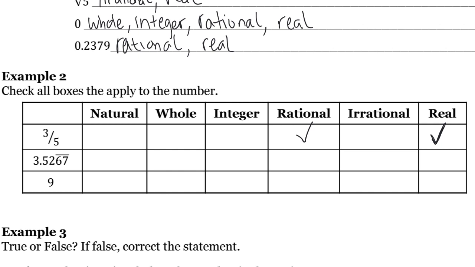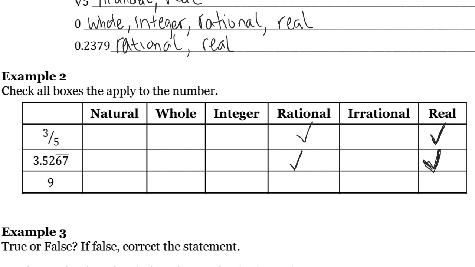Look at this decimal. Okay, so a decimal. Does this decimal terminate? Does it stop? No, because it's got that bar over top. What does that bar mean? Remember? It means that it is a repeating decimal. So repeating decimals are rational, and if they're rational, then they're real.